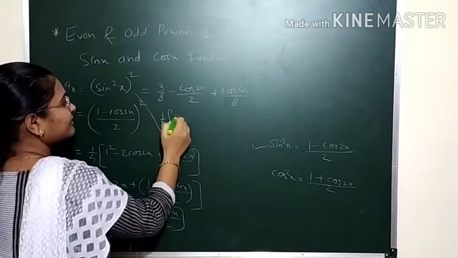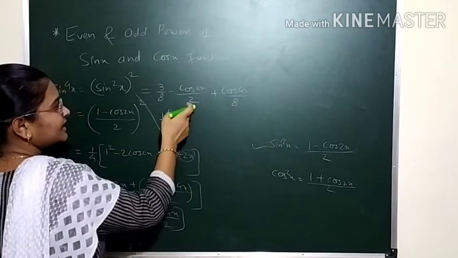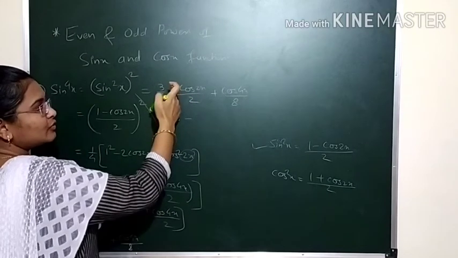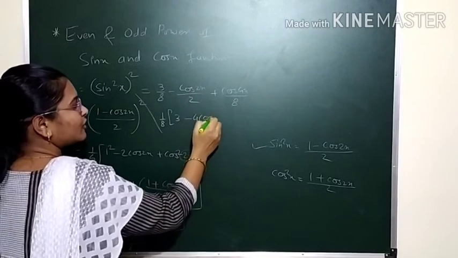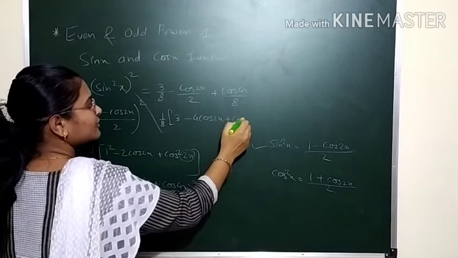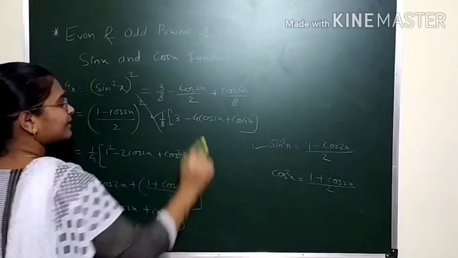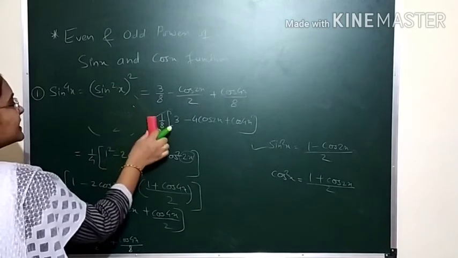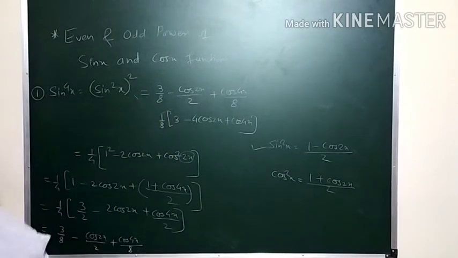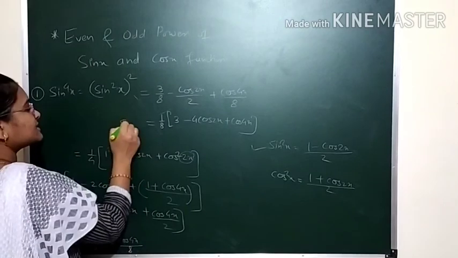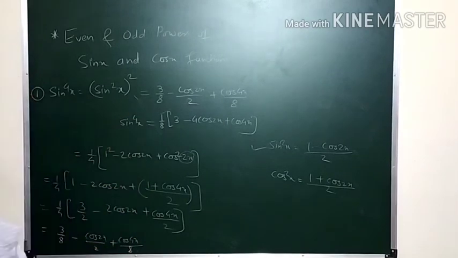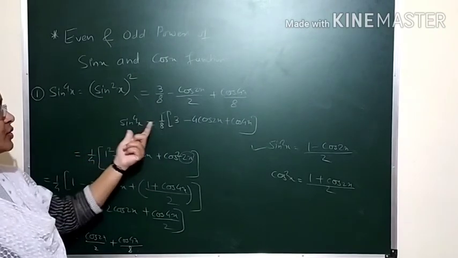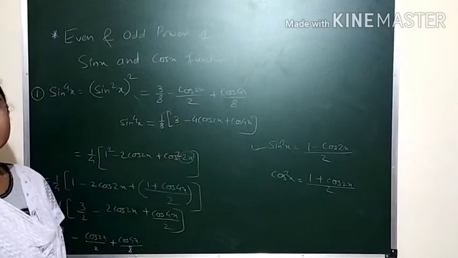So we can take 8 common, 1 by 8. In bracket it will be 3 minus, now here 8 was not there, so if we write 8, then 2 fours are 8, so here 4 will be there: 4 cos 2x plus cos 4x, and the whole thing divided by 8. So sin raised to 4x is equal to 1 by 8 into (3 minus 4 cos 2x plus cos 4x). So when you have to integrate sin raised to 4x, instead of this you can write this expression and it will be very easy to integrate.